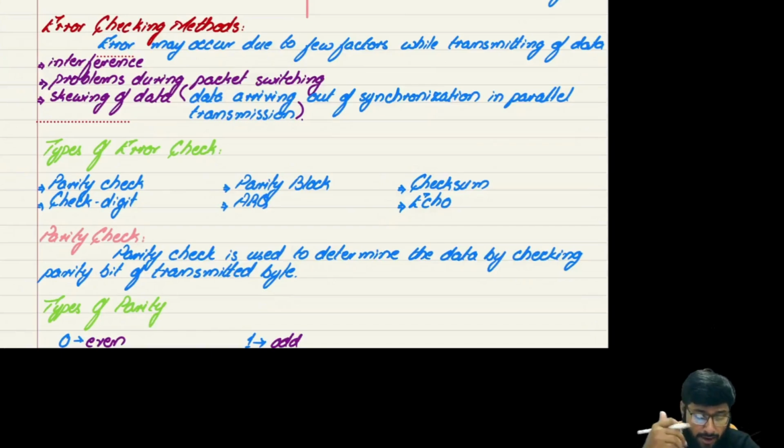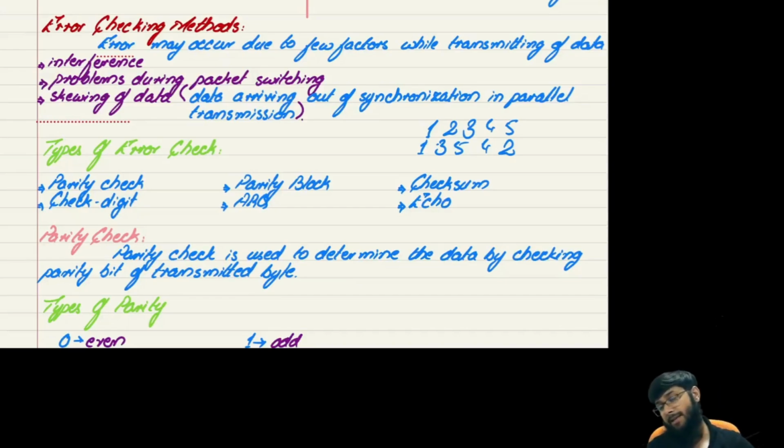Then the second thing, what do we have? We do have a problem during packet switching. Packet switching we'll be learning in detail afterwards, so I'm not going to highlight it over here. And the last thing is the skewing of data. What do you mean by skewing of data? The skewing of data means that the data is not synchronized properly. For example, I have transmitted data in this format: 1 2 3 4 5. The content of the data is the same when it reaches the receiver, but it is received in a different order. The data is not synchronized properly. This is known as the skewing of data.